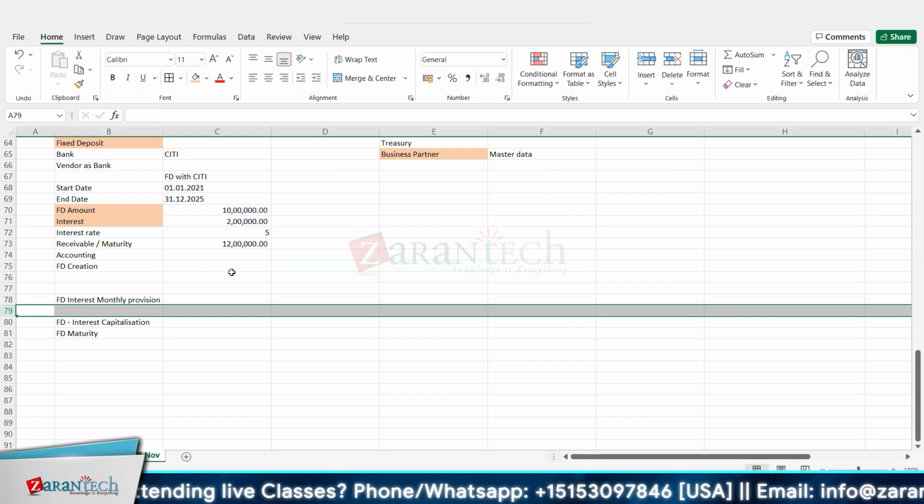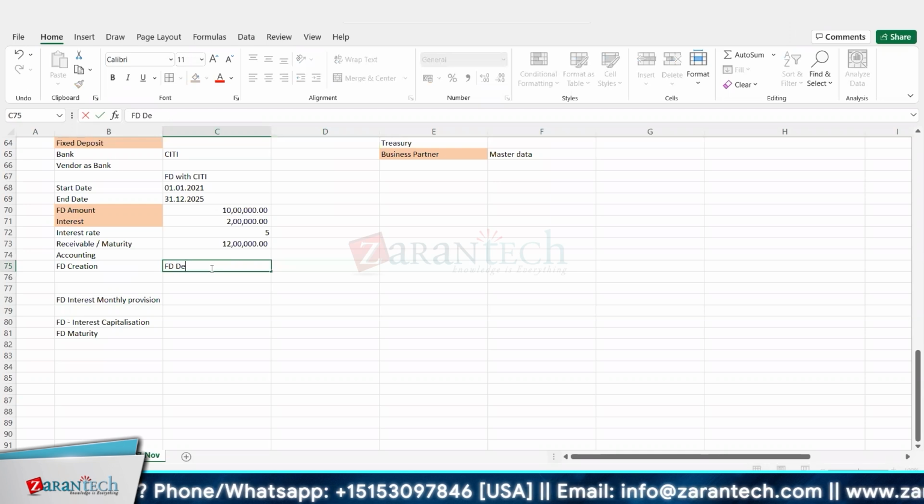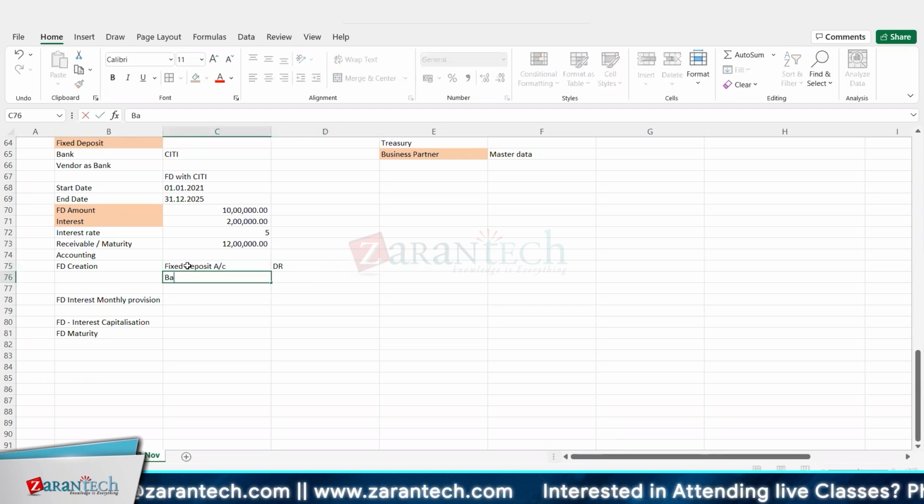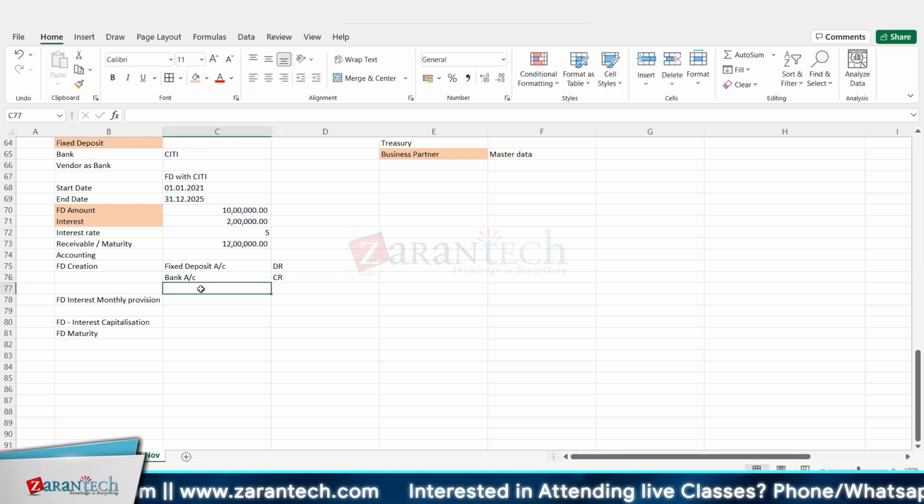So I'll tell you. When I create a fixed deposit, there's normally bank and clearing account, right? The fixed deposit account will debit, and your bank account credit. So this is the accounting entry that will be created.